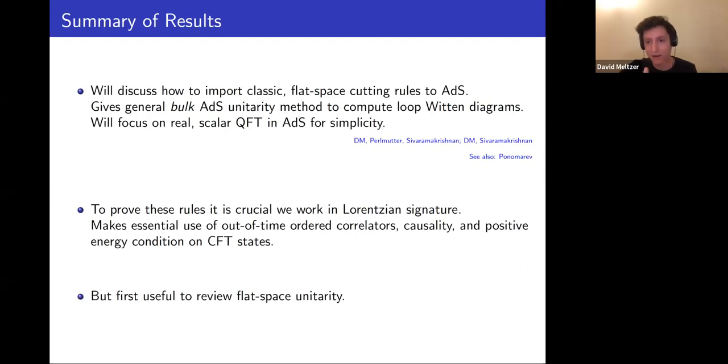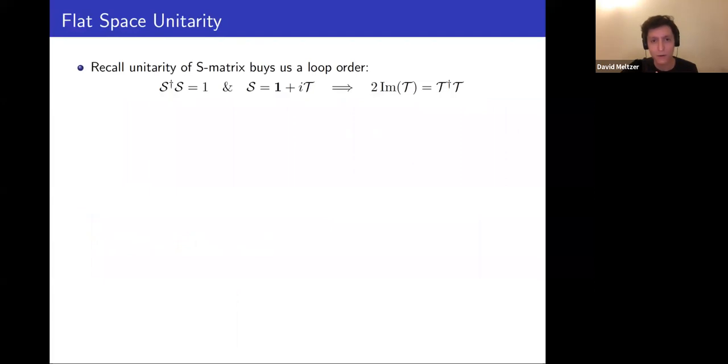And of course, I should say, please interrupt me if there's anything I'm saying that's not clear or you have any questions. So flat space unitarity, we all know, buys us a loop order. If I impose that my S matrix is unitary, I can show that the imaginary piece of my matrix T, which contains all the non-trivial information, is fixed in terms of lower loop data.